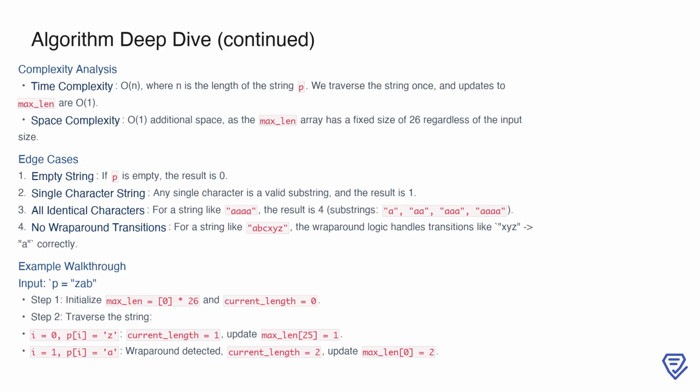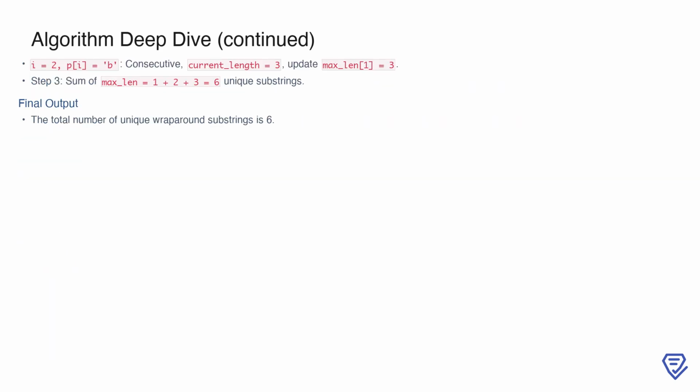For example, if the input is p equals "zab", we initialize max_len to an array of zeros and current_length to 0. As we traverse, we calculate the valid substring lengths for z, a, and b, updating max_len accordingly. For the input p equals "zab", we process each character step by step. At i equals 0, the character is z, so current_length becomes 1, and we update max_len[25] to 1.